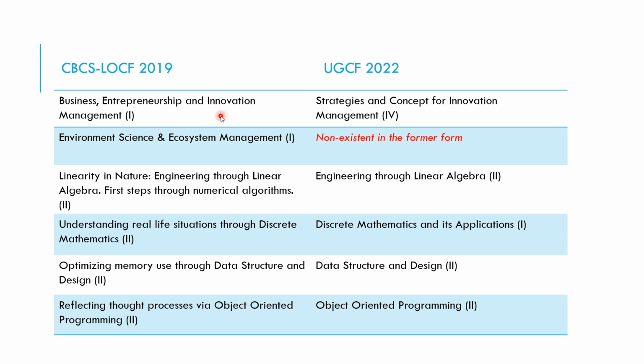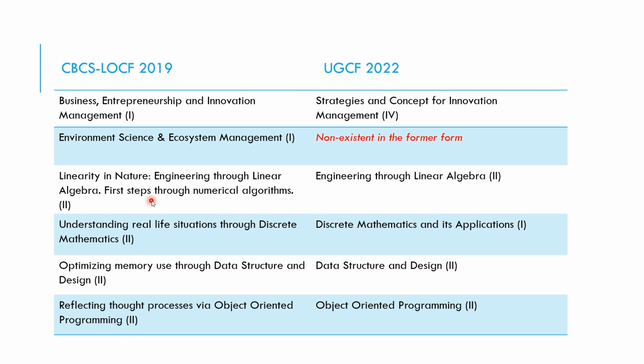And continuing with this, we had Business Entrepreneurship and Innovation Management in semester 1, and this can be mapped to Strategies and Concept for Innovation Management in semester 4. But earlier this course was compulsory, this is not compulsory, this is a generic elective, so that's a difference once again. We had Environmental Science and Ecosystem Management, and it does not exist anymore in its former form, so that's something which you have to see.